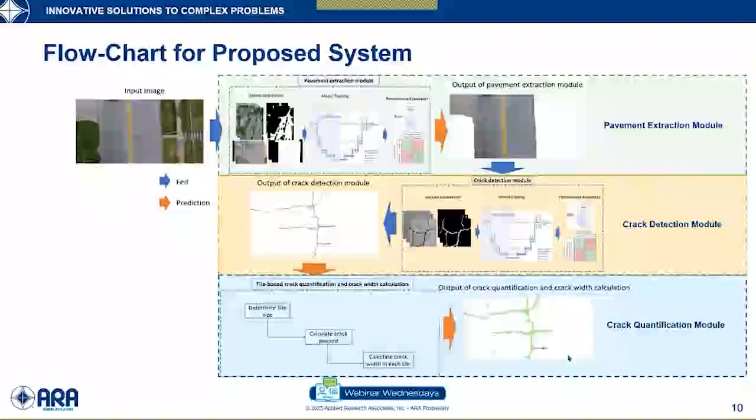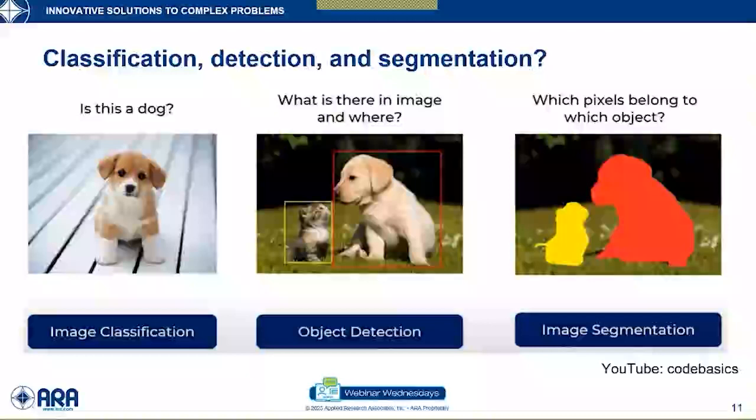Before jumping into details of each module, I'd like to give some basic knowledge for deep learning-based segmentation. There are three categories of computer vision: image classification, object detection, and image segmentation. For image classification, you try to classify the entire image as one of the classes. For example, is this a dog or not?